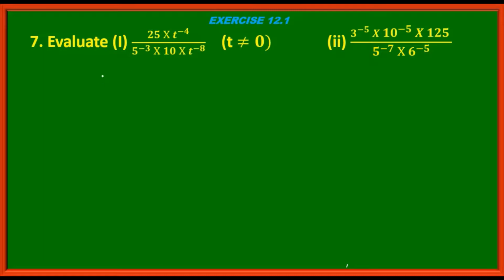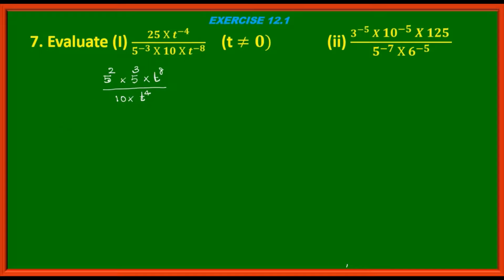So 25 already here. So instead of 25, we can write 5 square. 5 raised to minus 3, let us take to numerator. So it becomes 5 raised to 3. t raised to minus 8, let us take to the numerator. It becomes t raised to 8. Whole divided by t raised to minus 4 coming to denominator. It becomes t raised to 4. Before that, we can write this 10. 10 into t raised to 4. So in the first step, we have converted all the powers into positive.